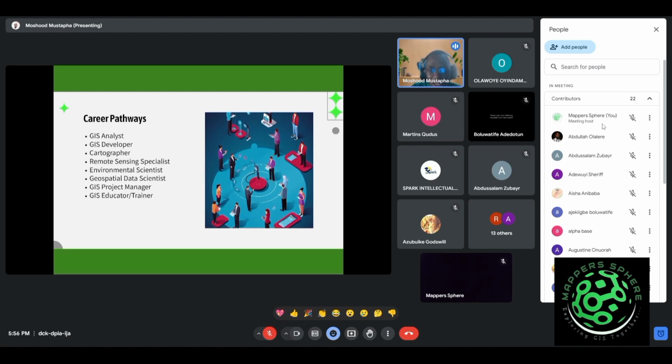So basically, you can start with learning HTML, CSS, JavaScript, TypeScript. Then you start thinking, okay, I want to build a GIS application.